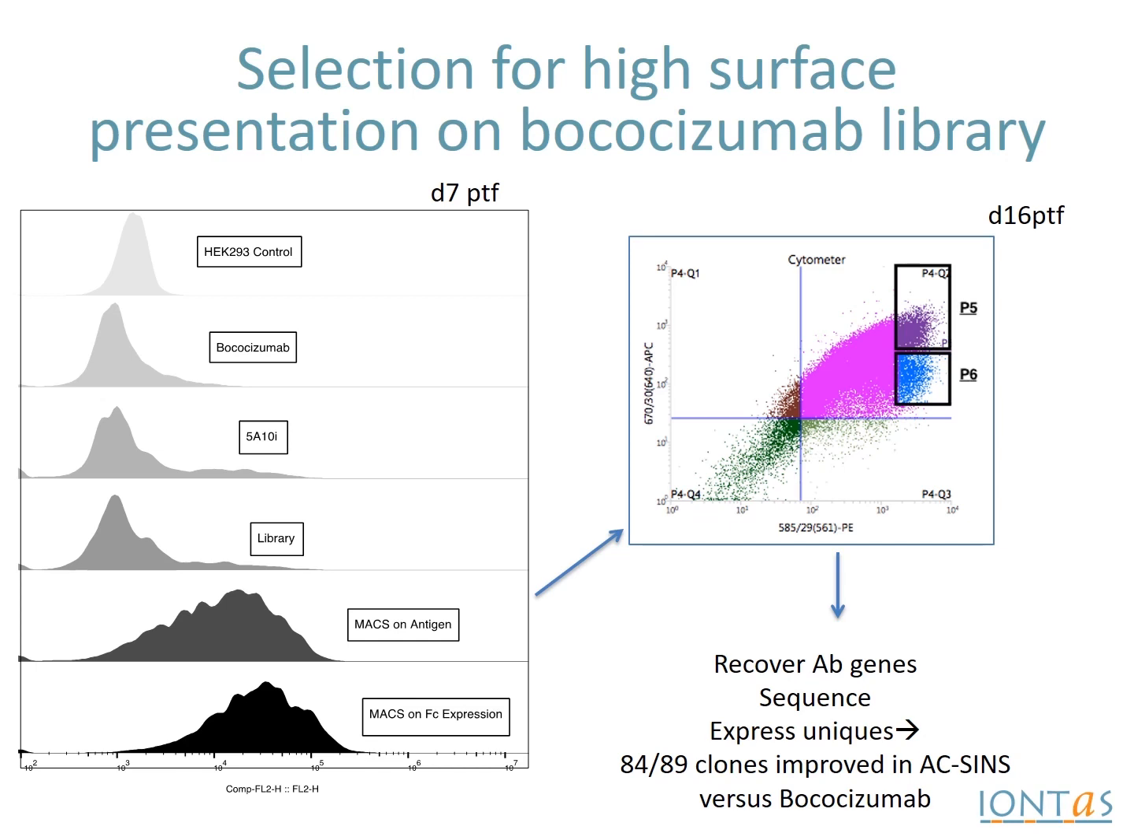And when we do this, when we express them and then characterize them by AC-SINS, which is a method that's useful for looking for self-interaction, we can see already that 84 out of 89 clones are better than bococizumab, and indeed the additional 5 clones here, when we purify them and express them at normalized concentration compared to bococizumab, we find that they too are improved over the parental clone.